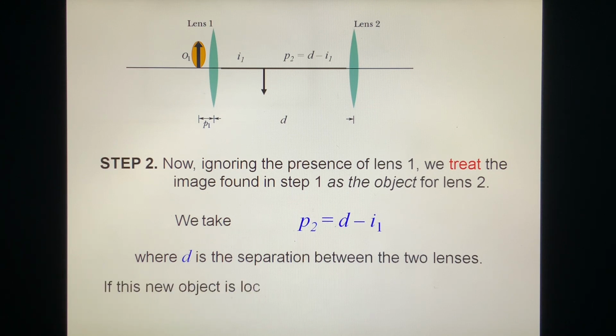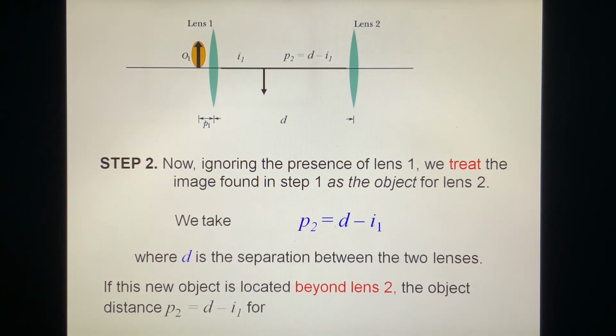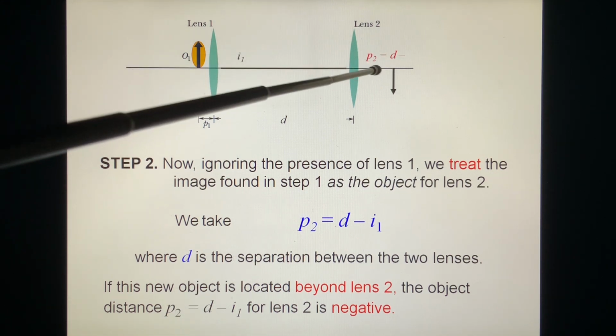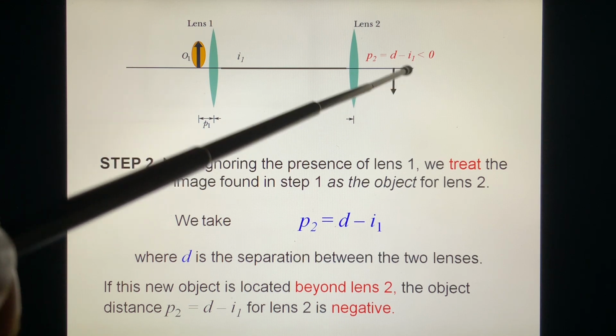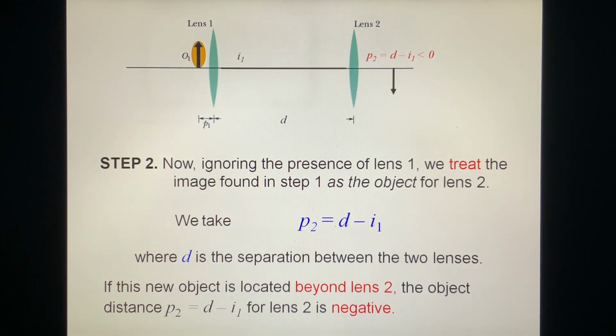If this new object is located beyond lens 2, the object distance P2 is still D minus I1, but I1 is much larger than D, so P2 is a negative number. We still use D minus I1, but this number is negative because the object is not here, it's here. That's the only case where P is negative.